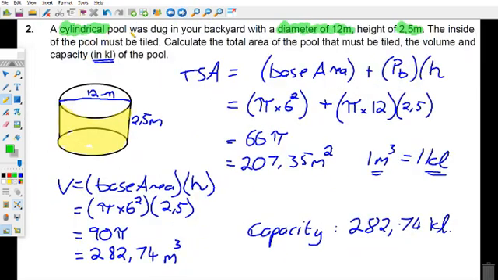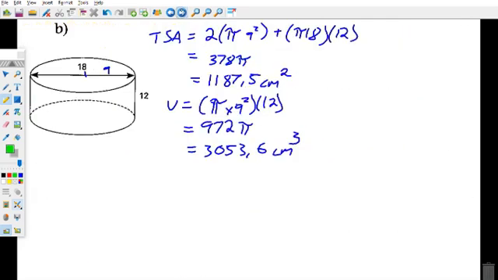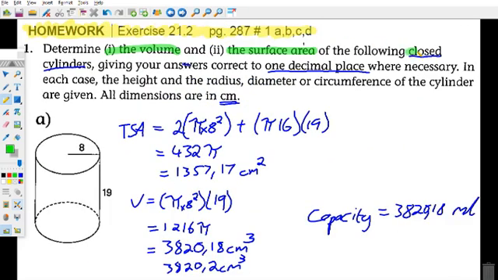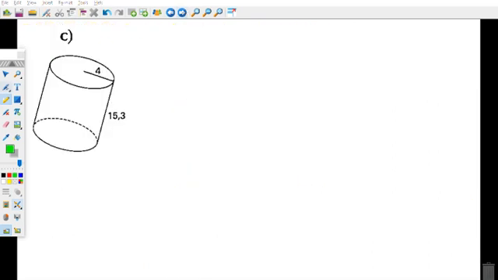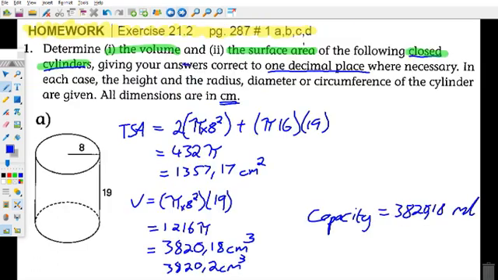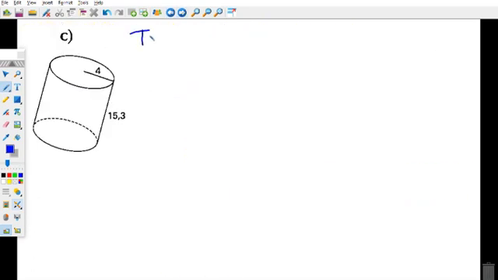It's not this one because a pool only has one circle at the bottom, but a closed shape has two. So they're closed cylinders. All right, to find the total surface area, the TSA, total surface area, is equal to 2 times my base area, plus my perimeter of my base shape multiplied by my height.